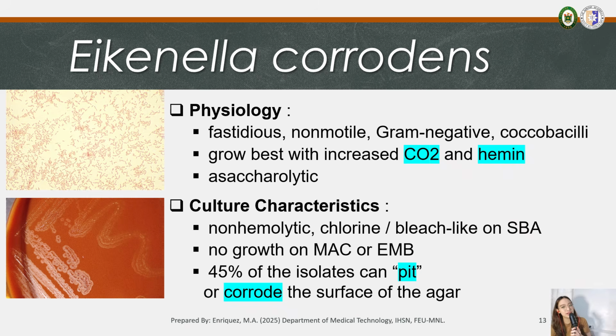And as you can see right here, they are non-hemolytic with a bleach-like odor on BAP or SBA, and 45% of the isolates also have the capability of pitting or corroding the surface of the agar. So tulad nung nakita natin kanina, kaya niya rin daw pong parang butasin or sirain yung culture media sa ilalim ng colonies. So again, Eikenella corrodens is also capable of pitting or corroding the surface of the agar.